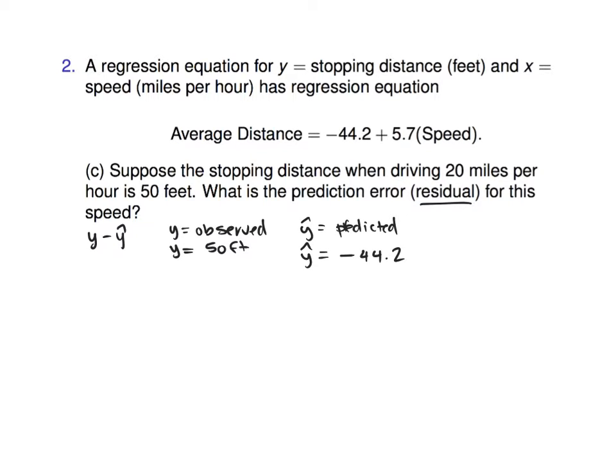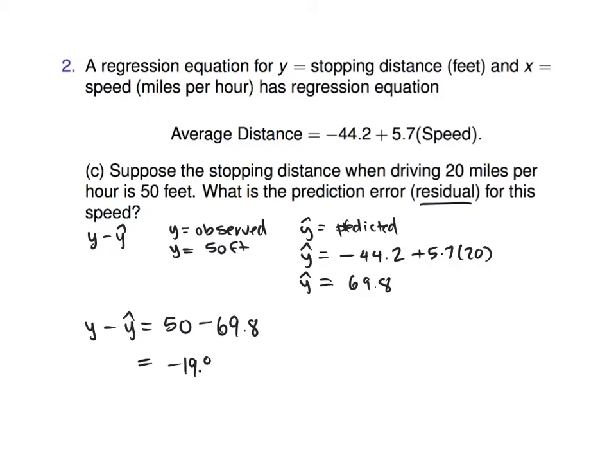Negative 44.2 plus 5.7 times 20. So I got that y hat is 69.8. So y minus y hat is 50 minus 69.8.